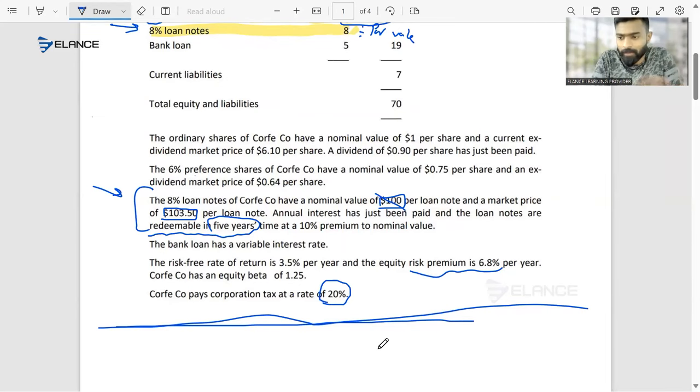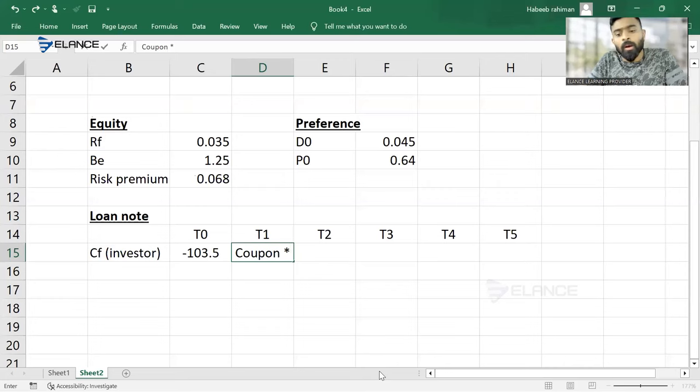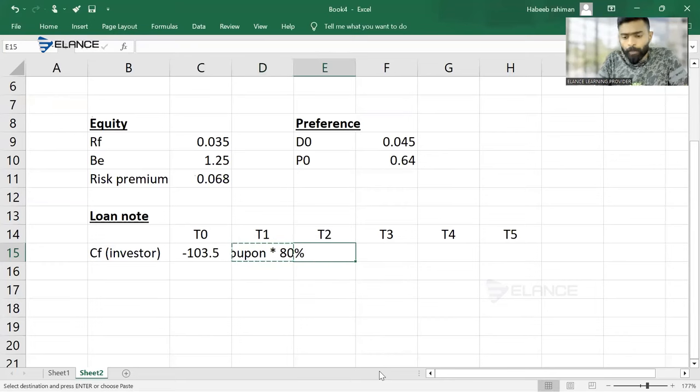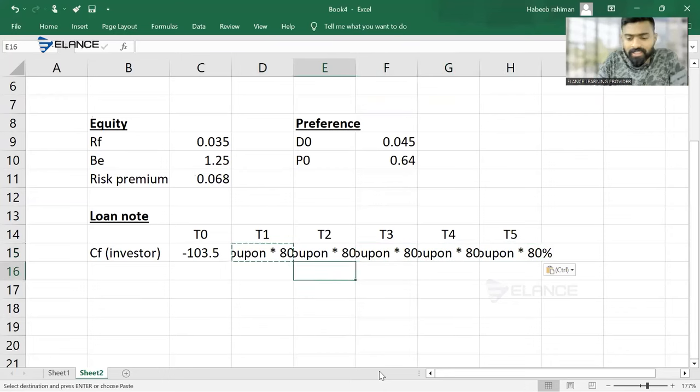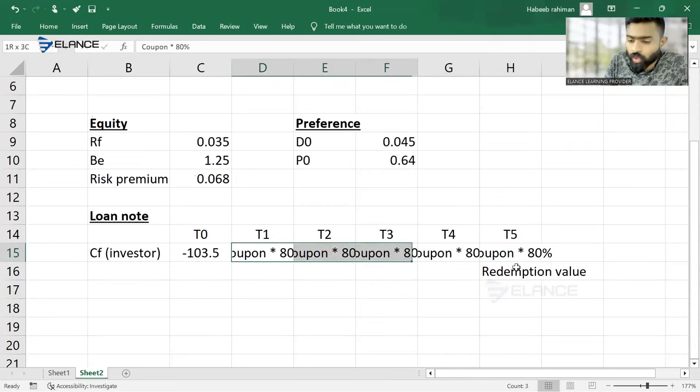If income is X, we pay 20%, what is left? What percentage of income is left? It is 80%, right. So every year the investor will get a coupon interest, but out of that they will have to pay 20% tax. So the rest they will get only, assured, is 80%. This figure, coupon interest into 80%, will be every year's income, plus in the last year they will be guaranteed a redemption value. So this is the cash flow we have to input here from T1 to T5.